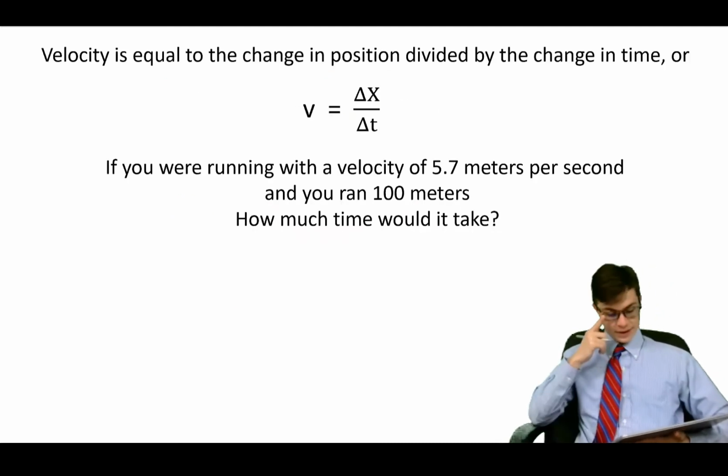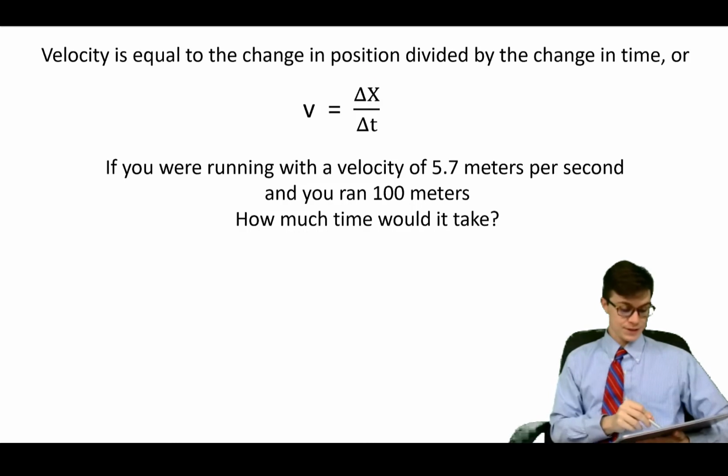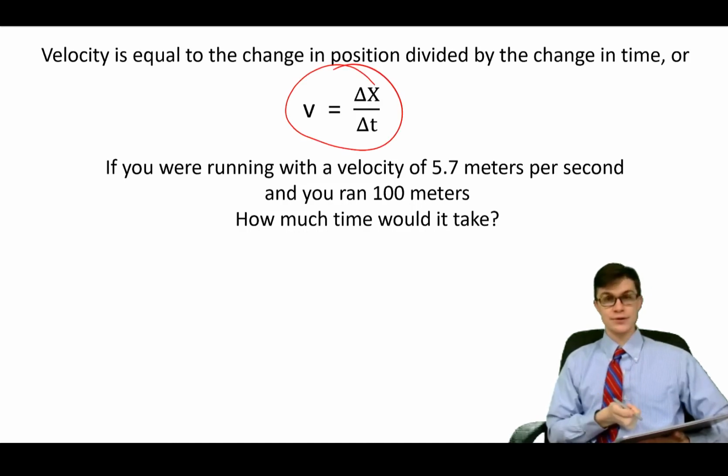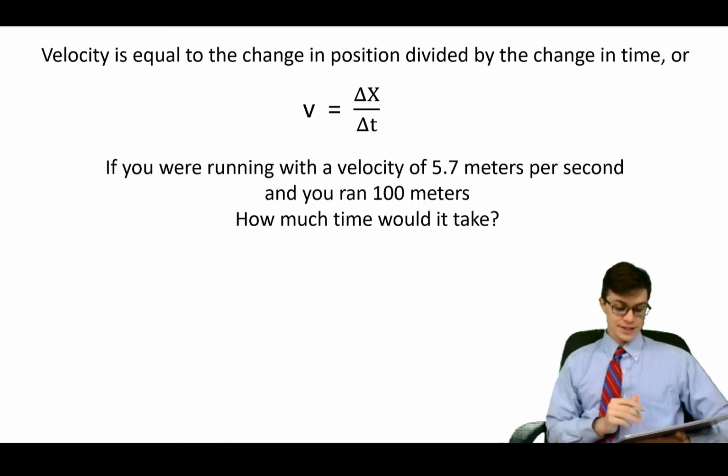Here's another example. Velocity is equal to the change in position divided by the change in time. That's a physical relationship expressed by this physics formula. Remember, the triangle is a delta, and it just stands for the change. So if you were running with a velocity of 5.7 meters per second, and you ran 100 meters, how much time would it take? Let's just isolate the important parts.